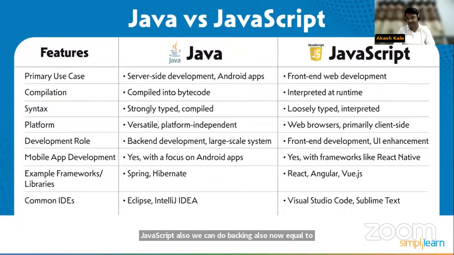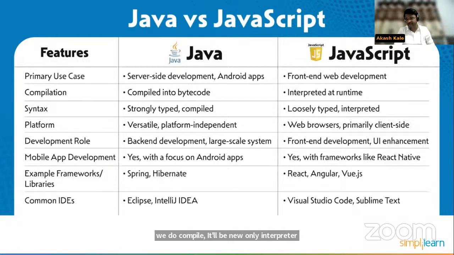Compilation: Java compiles into some bytecode format. So Java does compilation as well as interpretation, both. But JavaScript does only interpretation at runtime. Here we compile as well as run. Here we need to do only interpretation.